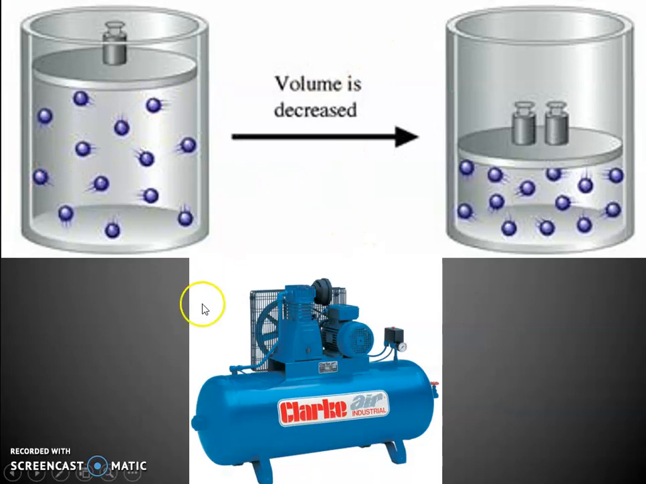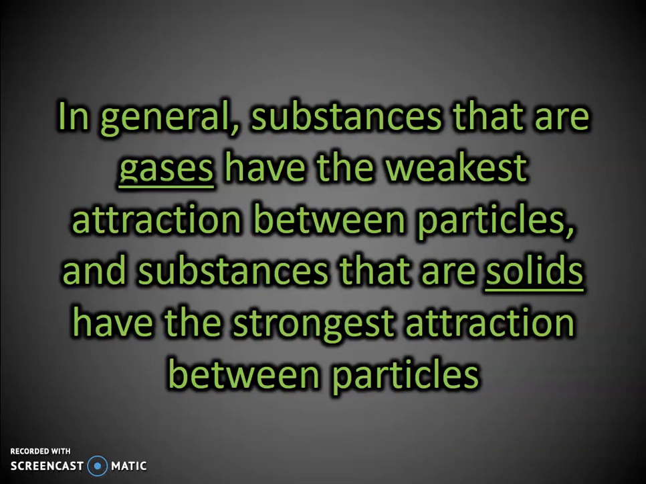If your parents have an air compressor at home, it's actually just taking a force, applying it to a gas, and moving the particles closer together. This actually happens with things like propane, where if you move the molecules close enough together, they start to resemble a liquid and behave as such. So, in general, substances that are gases have the weakest attraction between particles, and substances that are solids have the strongest attraction between particles.